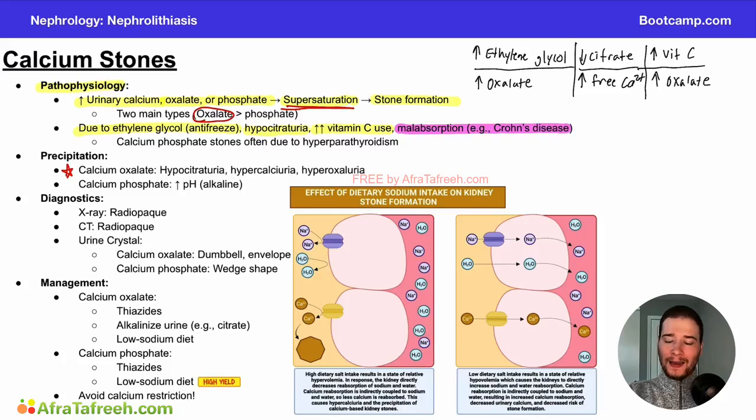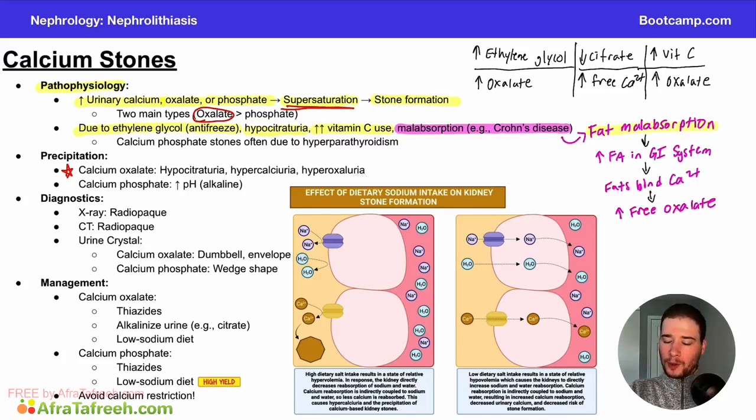And the reason is that in these conditions, we get fat malabsorption. So patients with fat malabsorption, such as Crohn's disease, are then going to have increased amounts of fats or fatty acids in the GI system, right? They're unable to absorb these molecules because they have damage to the GI system, which typically would take them in. This becomes problematic because these fatty acids bind to calcium.